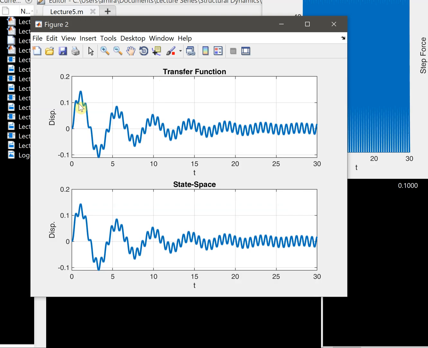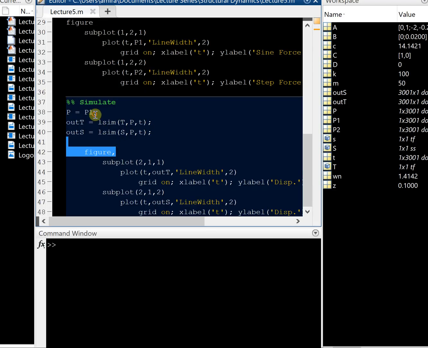And because my system is damped, I am seeing a reduction in the amplitudes. But I'm noticing a lot of oscillations that have to do with the complementary solution. And that has to do with the choice of parameters k and m and zeta that we've selected. So this is the response to the first forcing function, which was a sine input. Now we're going to do step input. So I want to say P is equal to P2 and run this thing once again.